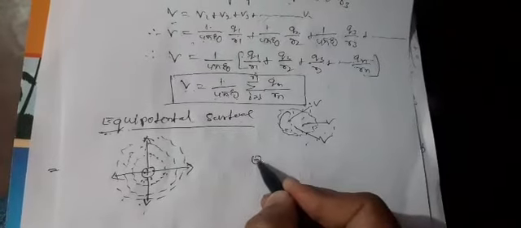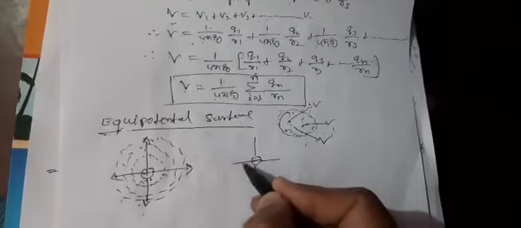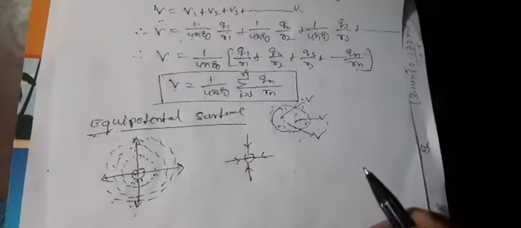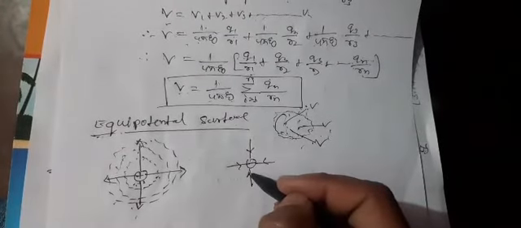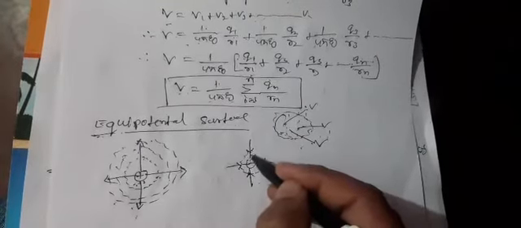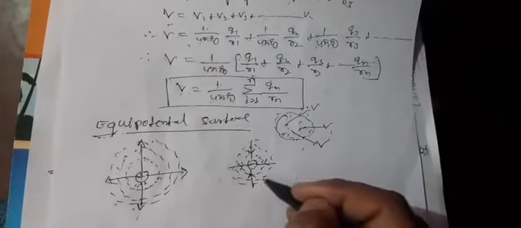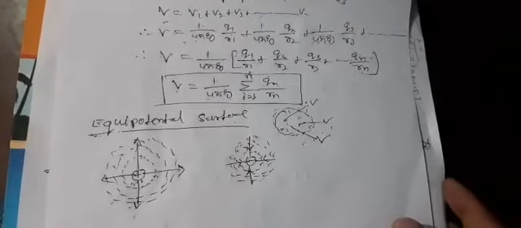Draw the negative charge. Draw the electric field lines. The negative means it is converging. It is the electric field line due to the negative charge. The dotted mark consists of the equipotential surface. That is the equipotential surface of a negative charge.